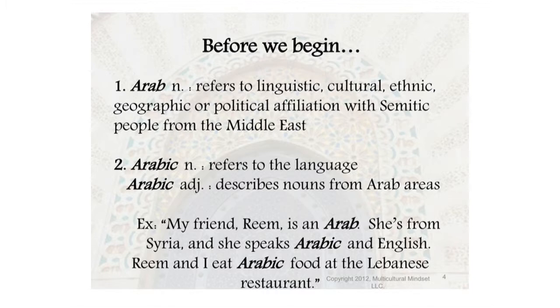The word Arabic can be a noun or an adjective. It can describe the language, like I speak Arabic, or you speak Arabic, or she speaks Arabic. Or it can be used as an adjective referring to a food type, or even an Arabic-speaking country. In my example at the bottom, you'll see I use it to refer to food. So, putting Arab and Arabic together in a way that makes sense: my friend Reem is an Arab. She's from Syria, and she speaks Arabic and English. Reem and I eat Arabic food at the Lebanese restaurant.